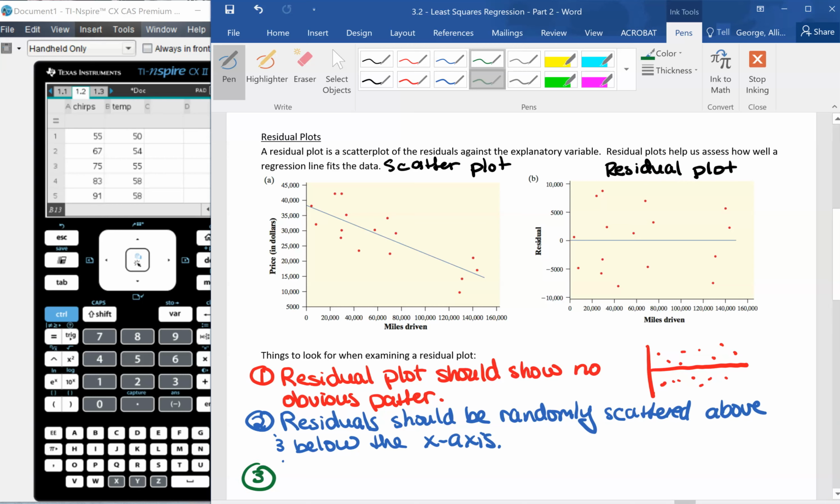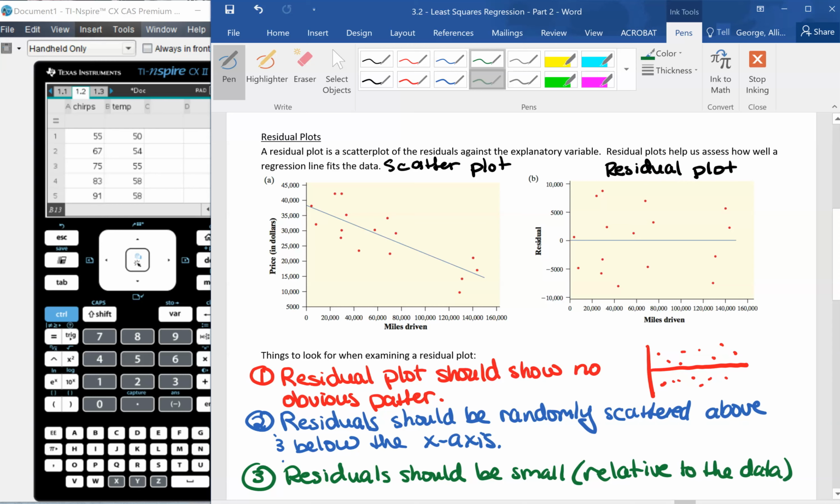All right, the next thing you want to look at is your residuals should be small. But with a grain of salt there, hang on. So they should be small, but that needs to be relative to the data. So for example, if you look at letter B up here, if you look at your residuals, that scale goes anywhere from negative 10,000 to positive 10,000. So I don't necessarily consider something like 8 or 9,000 to be small.